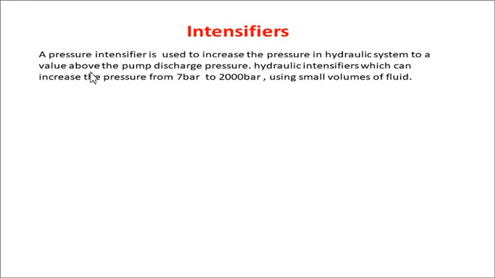The next type of device which we are going to study is called an intensifier. Intensifiers are also a kind of accessory in the hydraulic circuit. A pressure intensifier is used to increase the pressure in a hydraulic system to a value above the pump discharge pressure. Hydraulic intensifiers can increase the pressure from 7 bar to 2000 bar using a small volume of fluid. So if you want to achieve a greater pressure surge in a circuit using a small volume of fluid, then you can go for an intensifier.